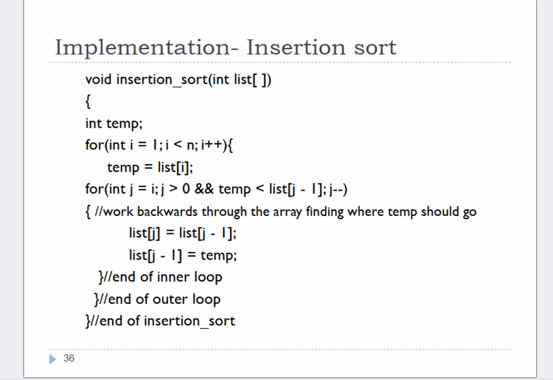Implementation. Insertion sort: void insertion_sort, int list, int temp, for int i equals 1, i less than n, i++, temp equals list[i], for int j equals i, j greater than 0 and temp less than list[j-1], j--, work backwards through the array finding where temp should go. list[j] equals list[j-1], list[j-1] equals temp. End of inner loop, end of outer loop, end of insertion_sort.